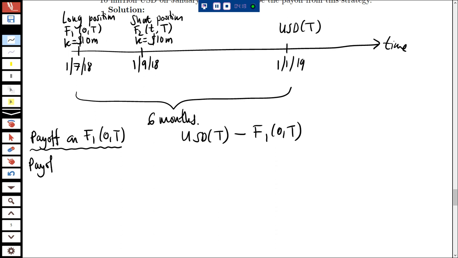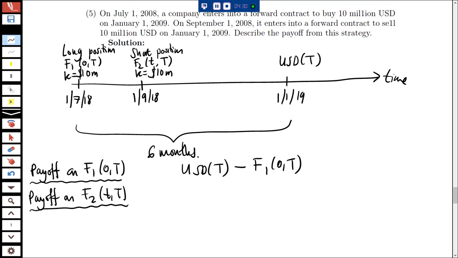And on the second contract, okay, so we're short on this one. So we receive the value K, the strike, 10 million, and we have to go to the market and cover our position, which is the value of the asset at time T.